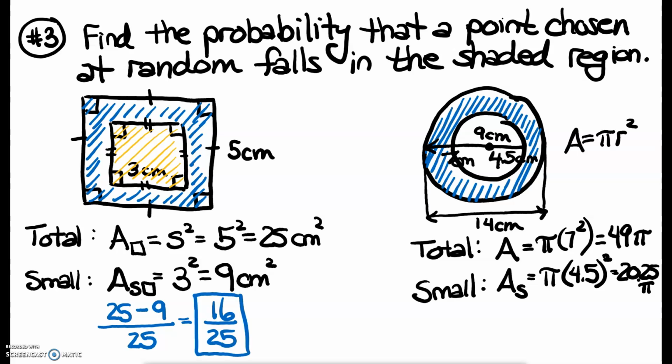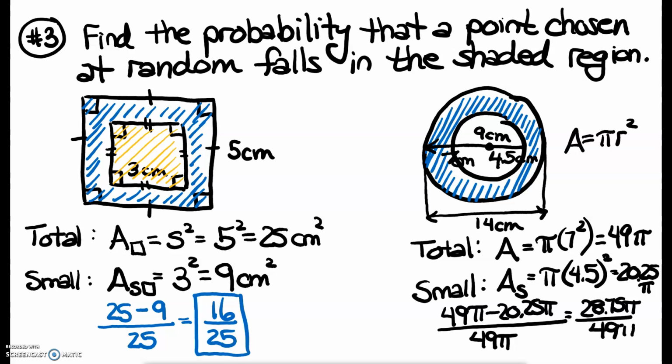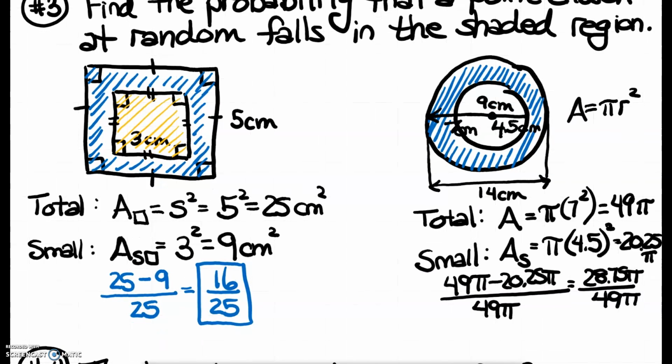All right, so how do I find the area of just the shaded region? I take the total minus the small circle, so I get 49 pi minus 20.25 pi, all over 49 pi. Well, when I subtract 20 and a quarter, I am going to get 28.75 pi over 49 pi. And my pi's will reduce out, so I will be left with 28.75 over 49, and that would be the probability.